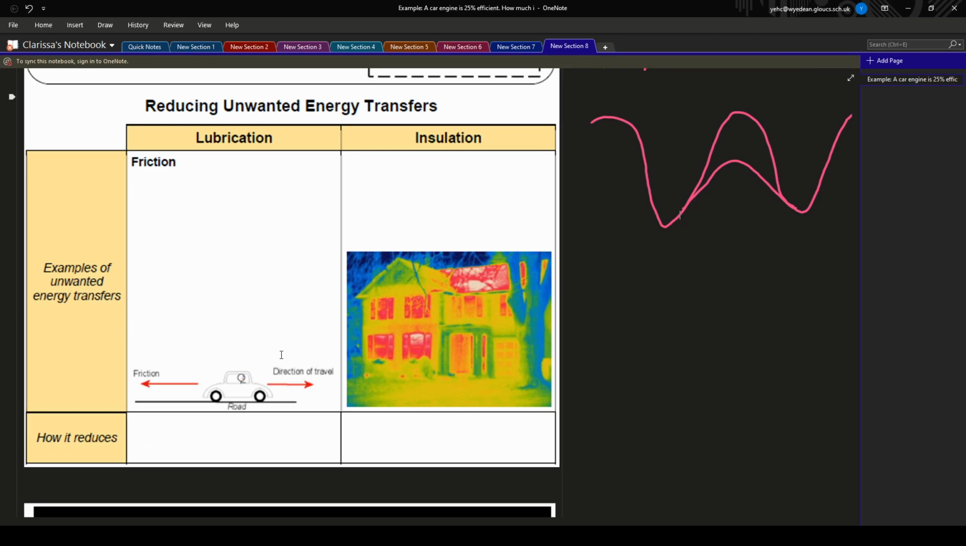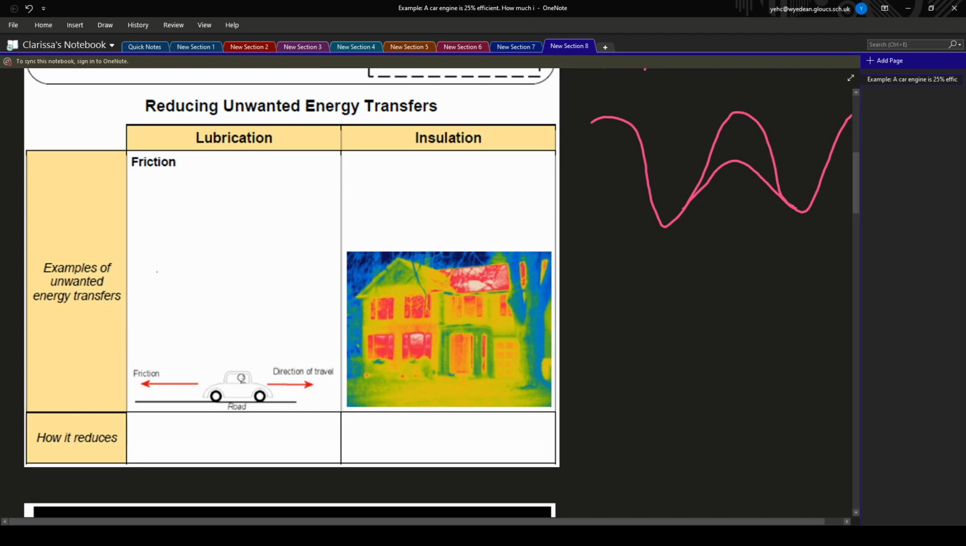So there are two main ways to reduce it. This is specifically reducing energy lost as heat. If you rub your hands together, you know that friction creates heat, right? If you rub your hands together really quickly, you feel a little bit of heat in your hands. That is the heat from friction. So if we have a lot of friction, we're going to end up losing a lot of our energy to heat.